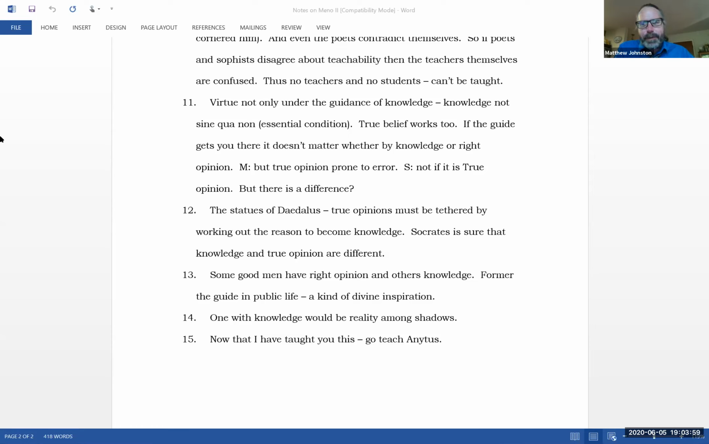But that probably would have been ineffective. The slave boy would not have known why that is the answer. He would have known that it's the answer. He would have had a true opinion, but he would not have knowledge because he wouldn't know why that is the answer. And presumably the same thing with Meno. Look, the whole dialogue is Socrates showing Meno how to figure out what virtue is. It's by this methodology. Okay.